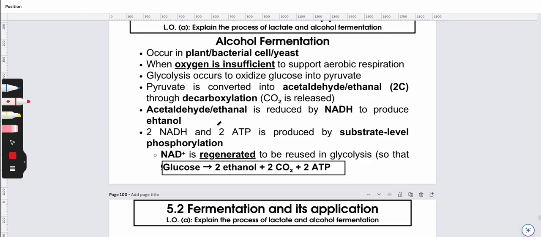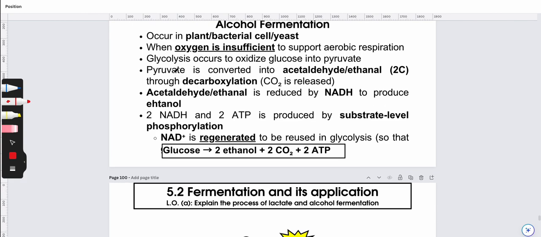So just now it occurs in animal cells. So of course animal cell, after that is plant cell, or you can say yeast. So when oxygen is insufficient, again, glycolysis occurs to oxidize glucose into pyruvate. But after that, do you think pyruvate oxidation will happen? No, because no O2. So that is why instead the pyruvate is converted into acetaldehyde through decarboxylation. And then again, acetaldehyde is reduced by NADH to produce ethanol. This one is a wrong spelling, ethanol. I know everyone is so good in chemistry, so probably you have noticed this. Ethanol, alcohol.